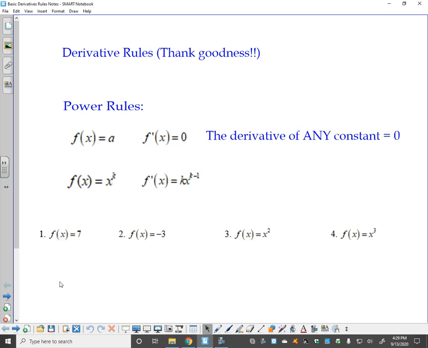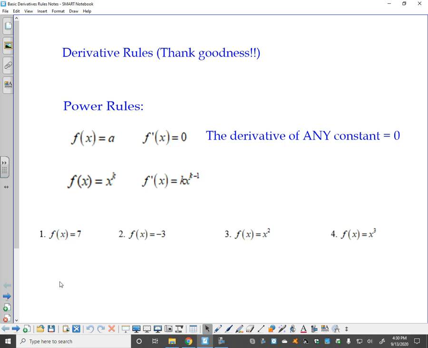Okay, so here are two rules that we're going to learn. If f of x is a, which is a constant, then f prime of x is 0. Let's make sure this makes sense. If I have y equals a constant, that's like y equals 5. That's a horizontal line, and the slope of every point on that line is 0. The slope of the tangent line to any point on a horizontal line is 0. So the derivative of a constant is always 0.